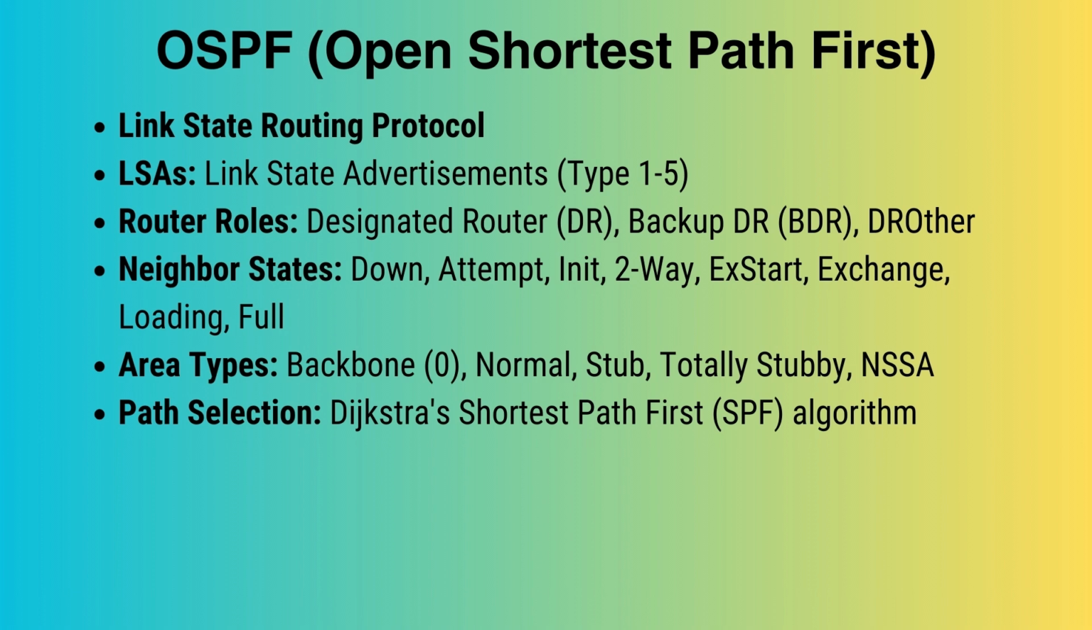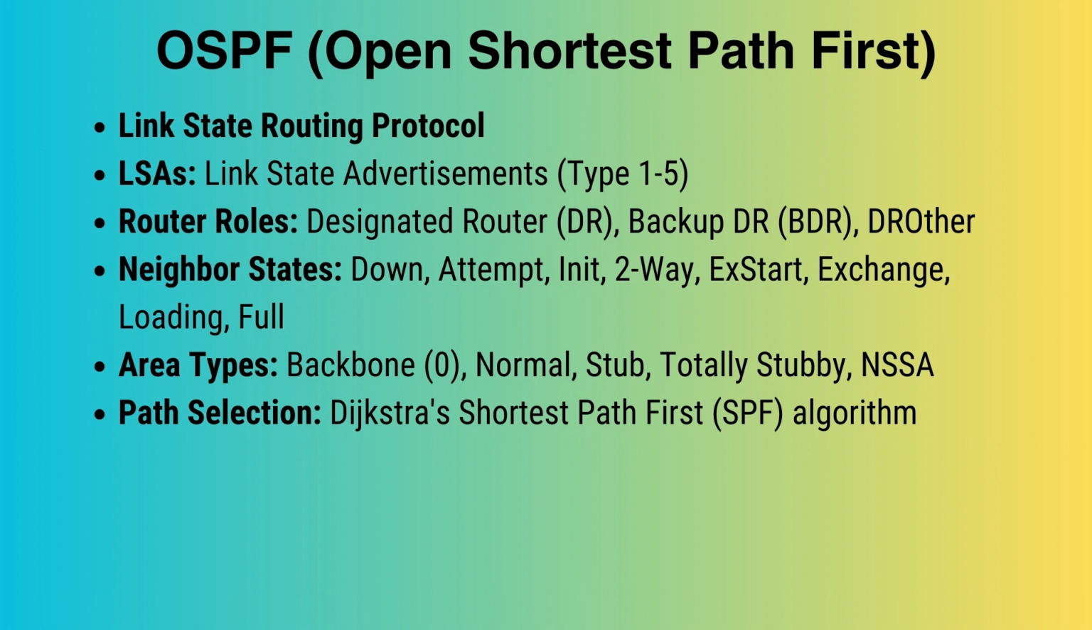OSPF is a robust link-state routing protocol widely used in large enterprise networks for its scalability and rapid convergence. OSPF routers share information using link-state advertisements, LSAs, detailing the state of each link. There are different types of LSAs, type 1 to 5, that communicate various aspects of the network topology.